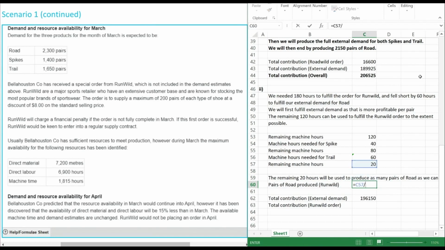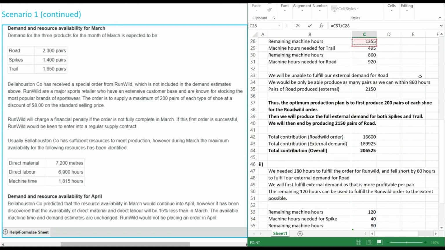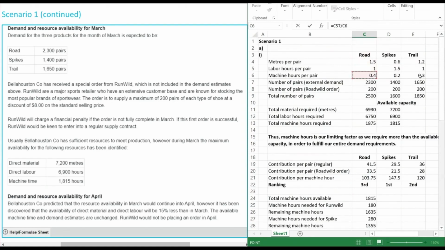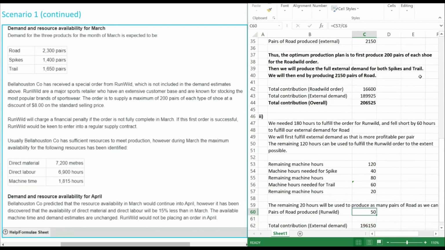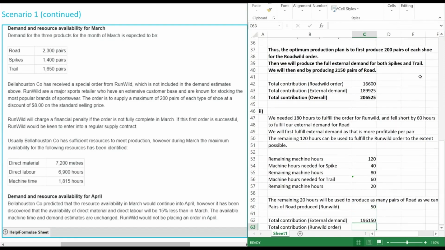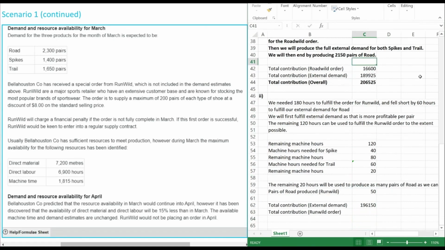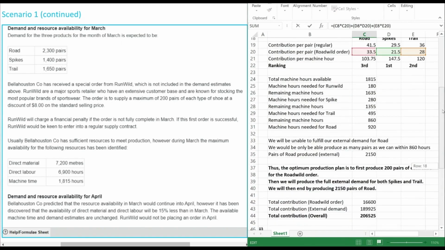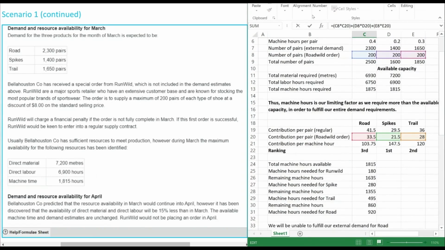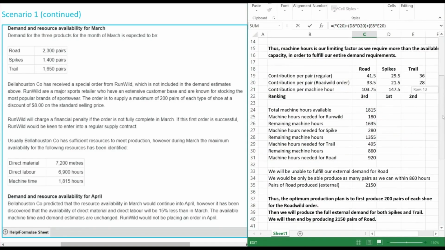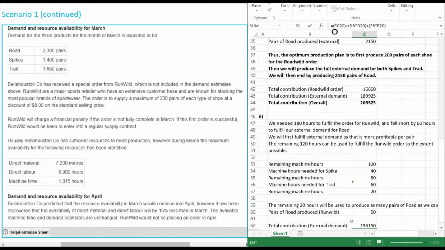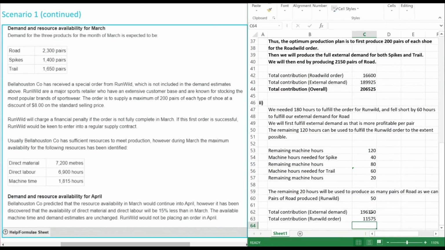So we need 20, we have 20 machine hours, it takes 0.4 hours per pair. That means we'll be able to produce 50 pairs. We'll fall short by 150. And now the Runwild order, we'll just copy this formula. The only difference is, now in this formula, instead of taking the 200 in cell C8, we will replace it by the amount we calculated over here of 50.